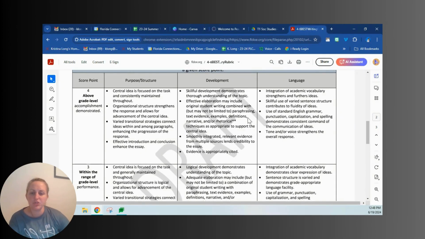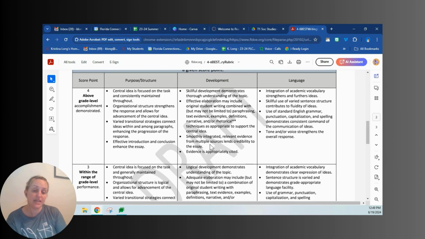The rhetorical techniques are not really something that you're going to be doing in fourth grade, so I'm not really going to go over that. This rubric is used for fourth, fifth, and sixth grade, so that's more of a sixth grade thing. Okay, so those are different ways that you can elaborate. Remember, you should have 1 to 3 sentences of elaboration in every body paragraph. Smoothly integrated relevant evidence from multiple sources lends to credibility. What's that? Text evidence, text evidence, text evidence. Every body paragraph has to have evidence from the text, whether it is a summary or a direct quote.